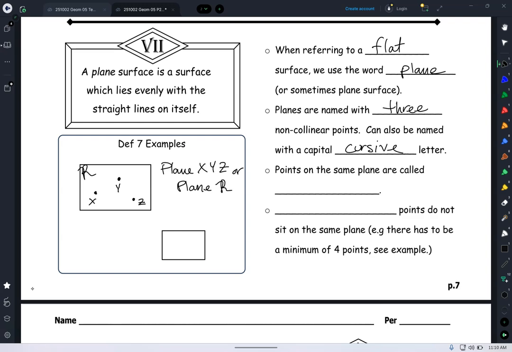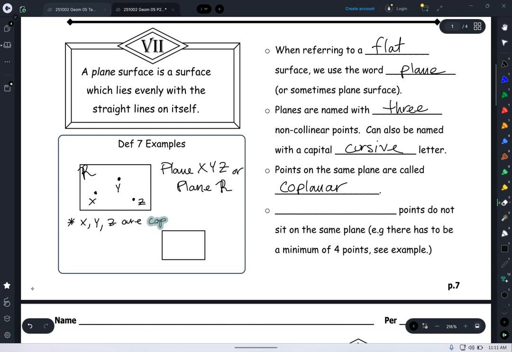Okay, so here we can say, watch this, points that sit on the same plane are called coplanar points. So now I've got collinear points, they sit on the same line. Coplanar points sit on the same flat two-dimensional surface. So here we can say that X, Y, and Z are coplanar. Elsewhere, we're going to do something above this other shape. So write this down here, coplanar. Okay, not complainer, coplanar.